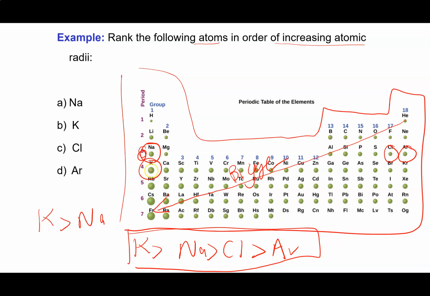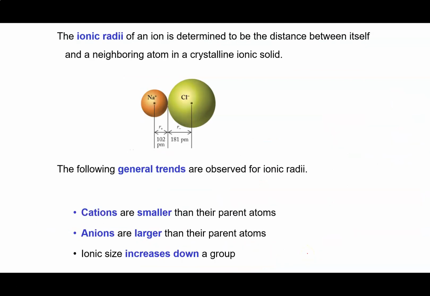Potassium's in period 4 way over to the left. Sodium's in period 3 way over to the left, and then chlorine and argon are also in period 3. So all of those that are in period 3 we just listed left to right. Okay.